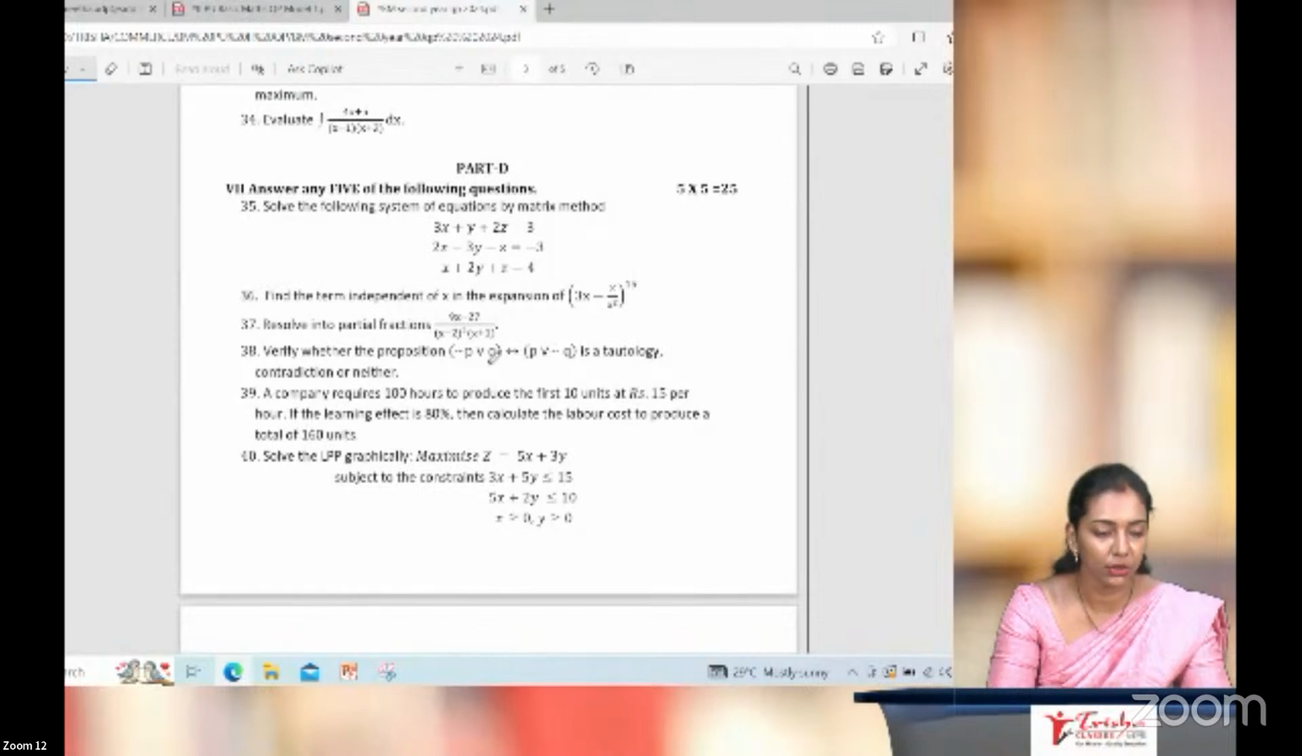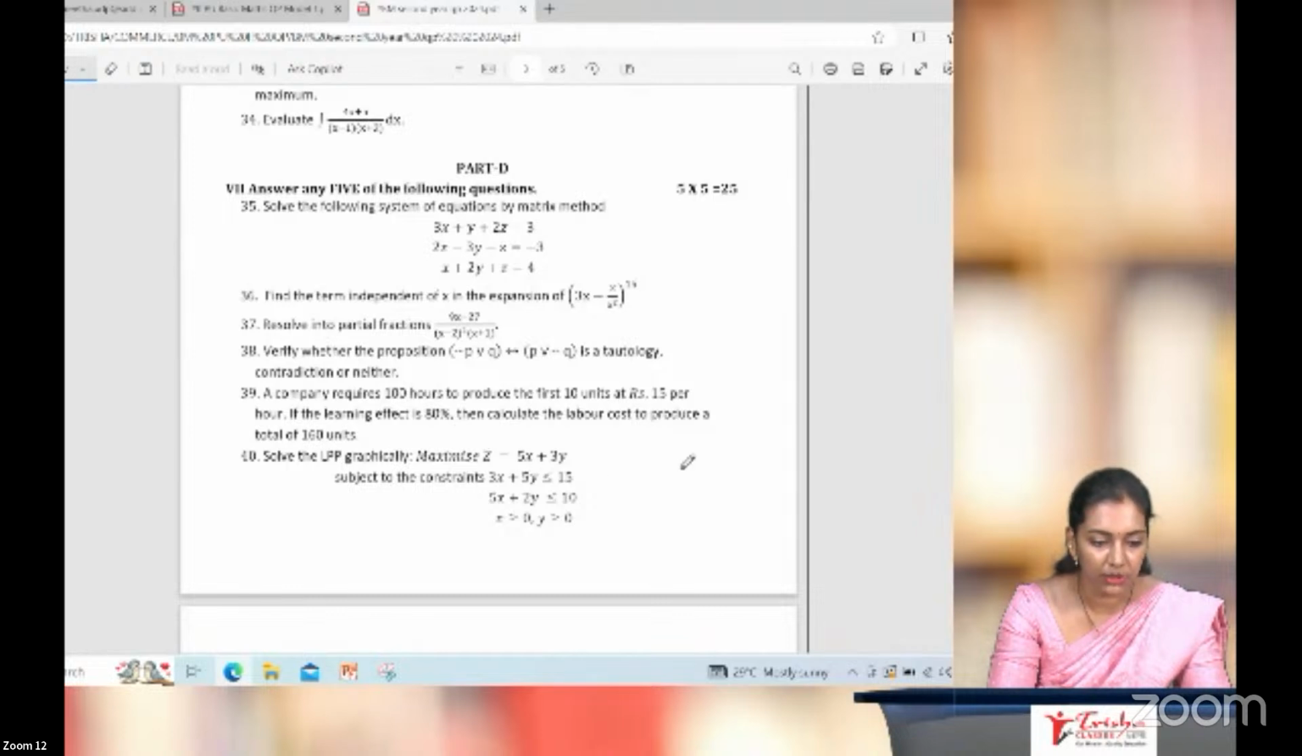Next, the 39th question will be the learning curve. I think sir has already covered it. Okay, learning curve. You will have the option, so out of 6 questions, you have to answer 5.